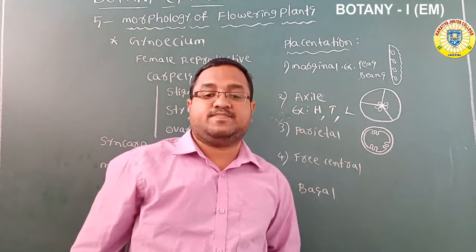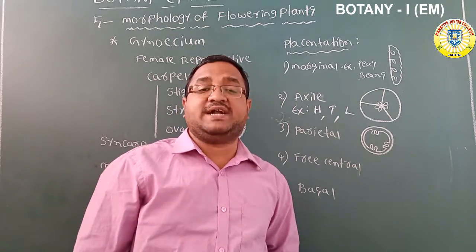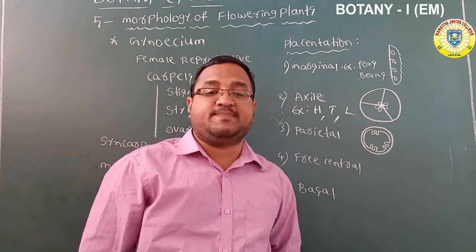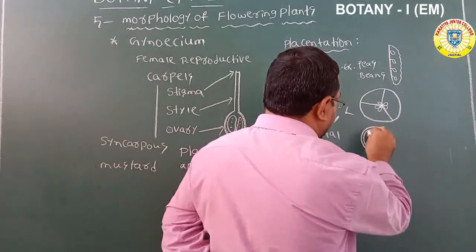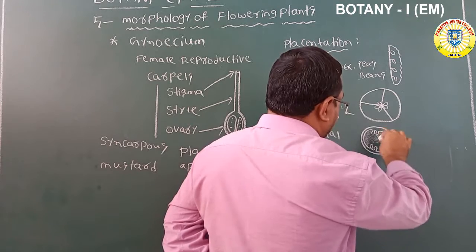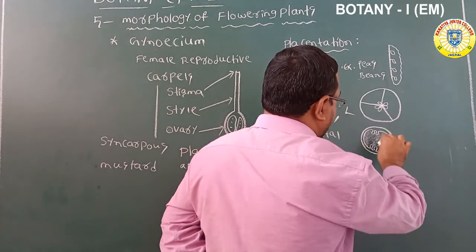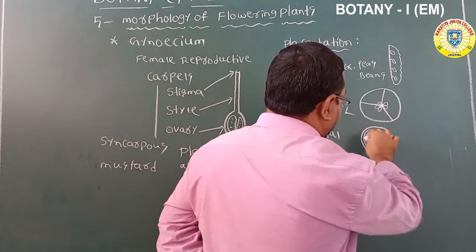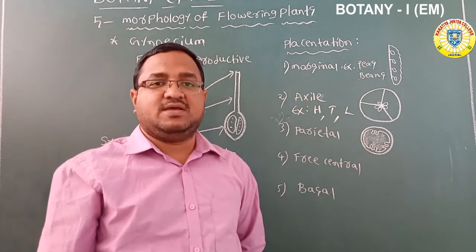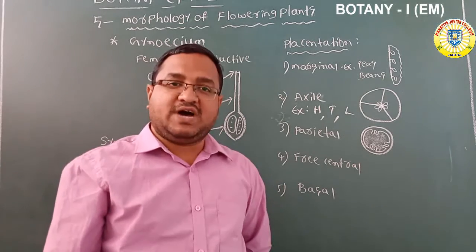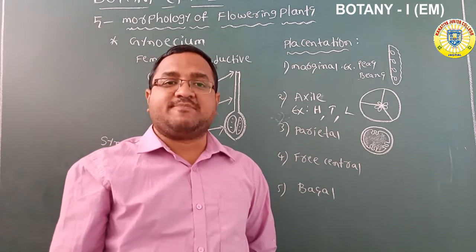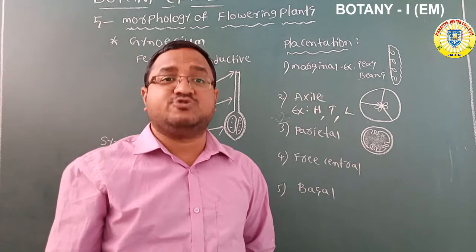Here the ovary is actually one-chambered, but it becomes two chambers due to the formation of a false septum. Because of the false septum, the ovary appears like two chambers. So the ovules are arranged on the inner wall of the ovary. This is parietal placentation. Actually this ovary is only one chamber, but because of the false septa it appears to have two chambers.